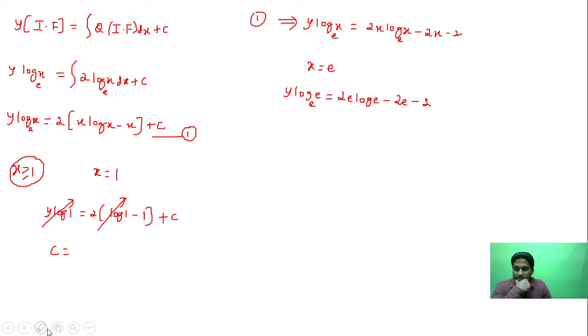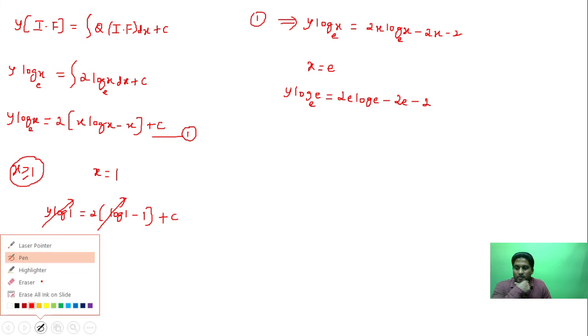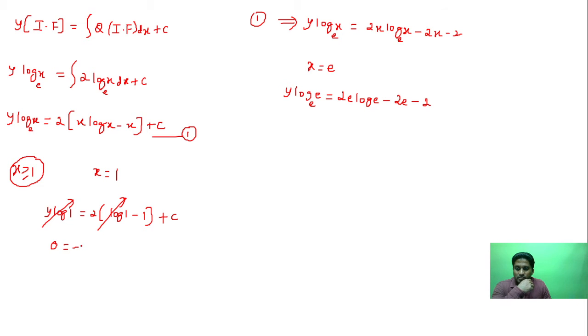So if I substitute here, let me just simplify this, guys. You get 0 is equal to minus 2 plus c. So c is equal to plus 2. Okay, so this c will be equal to plus 2.